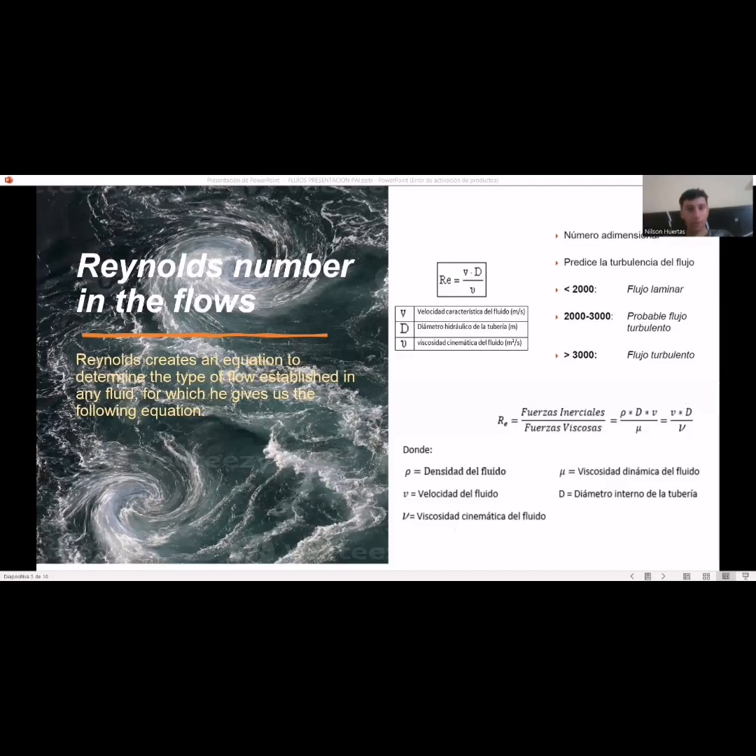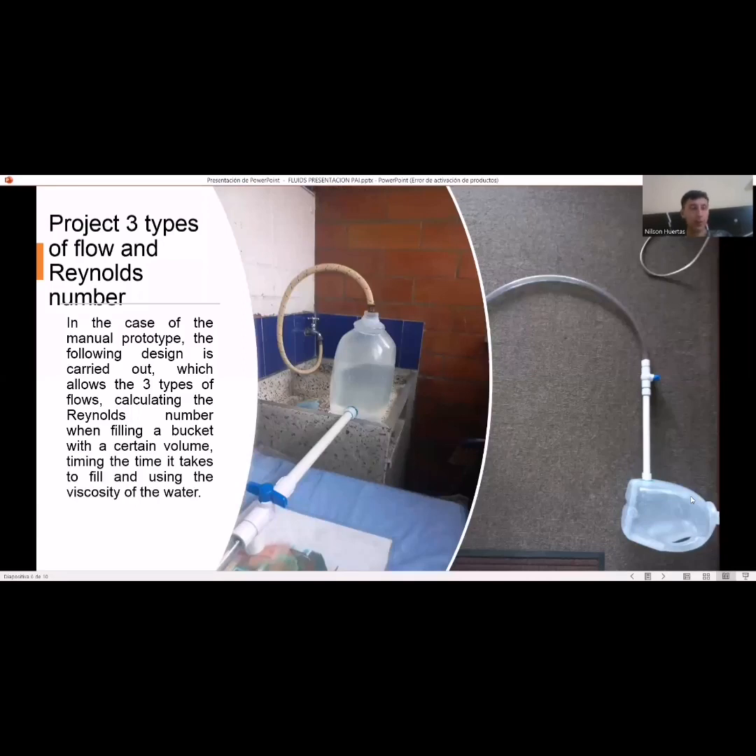Now, we are going to talk about the project. In the project, we have three types of flows and Reynolds number: the laminar flow, the transitional flow, and the turbulent flow. In the case of the manual prototype, the following design is carried out, which allows the three types of flows, calculating the Reynolds number by filling a bucket with a certain volume, timing the time it takes to fill, and using the viscosity of the water.